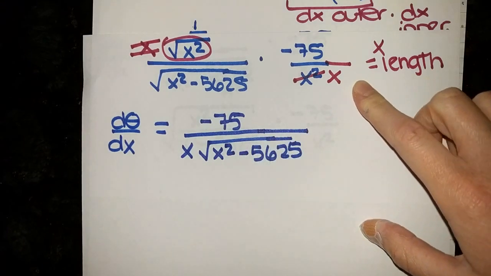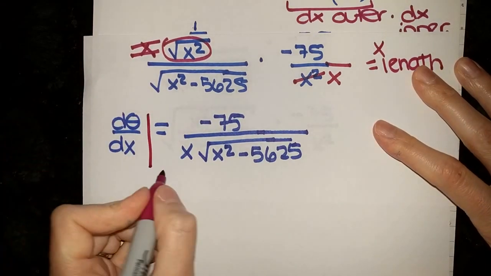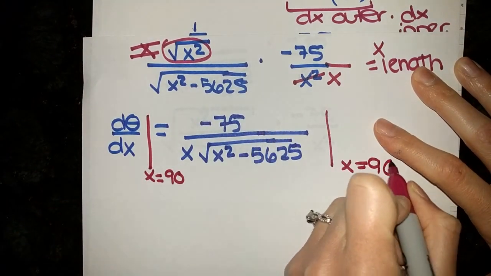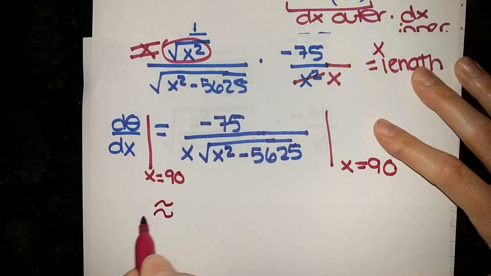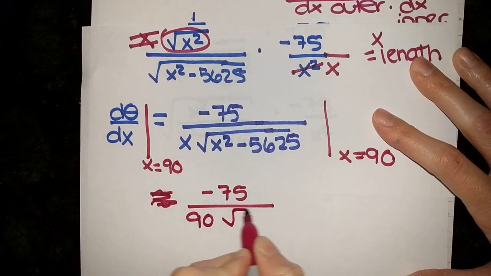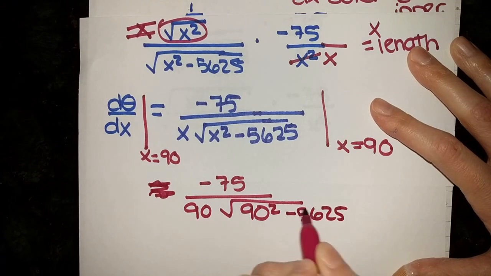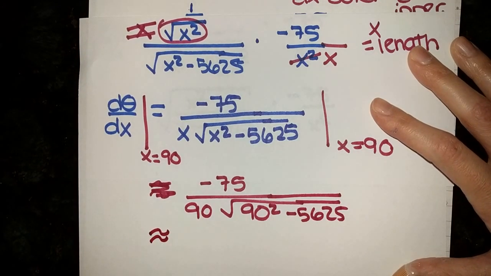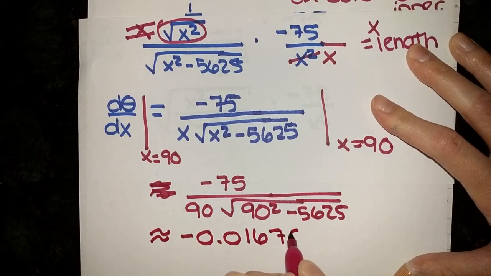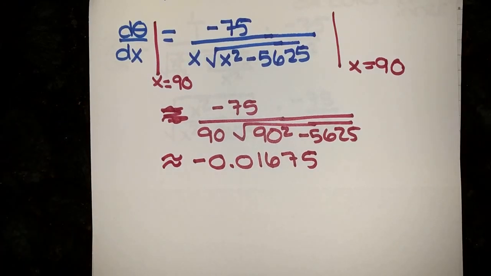5,625. Now, they have specifically asked us to find this rate of change when x is equal to 90. So your last step is that you would plug in 90 into this, and when you do that, again, you're going to have the negative 75 over 90 times the square root of 90 squared minus 5,625, and that should give you approximately equal to negative 0.01675. And that is our d theta dx evaluated at x is equal to 90.